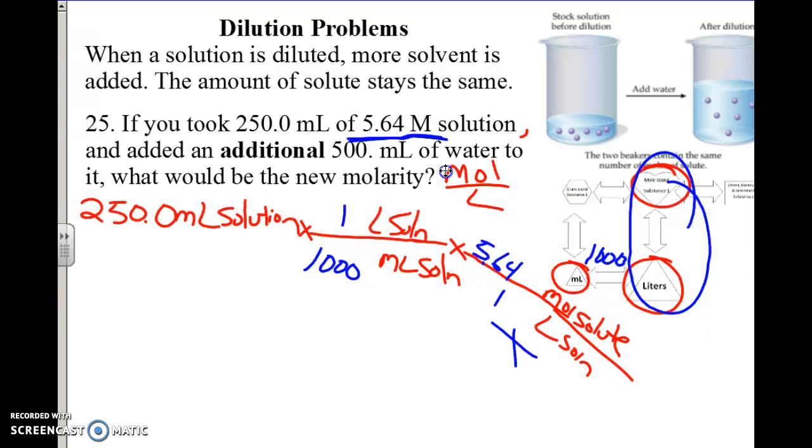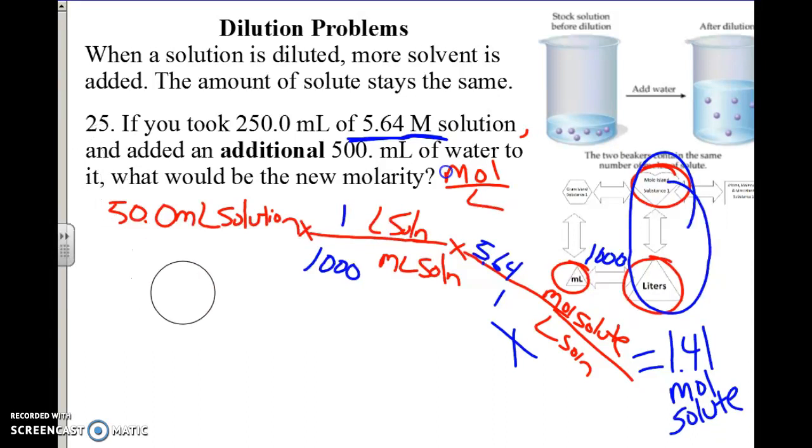We solve all that, and we end up getting 1.41 moles of solute for this problem. Now that's only one little bit of information that we need.